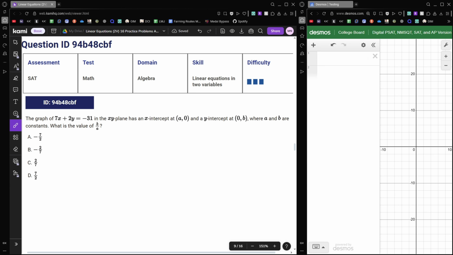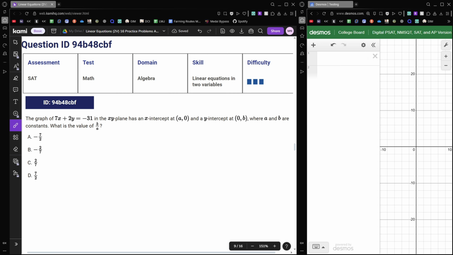Question number 9. The graph of that equation in the xy-plane has an x-intercept at (a, 0) and a y-intercept at (0, b), where a and b are constants. What is the value of b over a? Now you could graph this in Desmos, but it's honestly going to be easier to do it by hand first, and you'll see why soon.